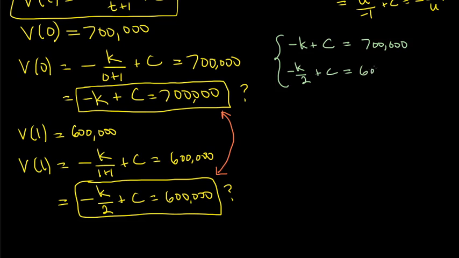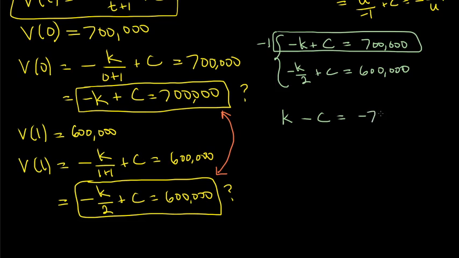So here are the two equations in the two variables c and k. You can solve this any way you want. I look at this and say, well, we can cancel the c's if we just subtract the two equations. Usually I would just multiply by -1 first. So if we multiply the first equation by -1, what do we get? We get k minus c equals -700,000. And if I leave the bottom equation alone, negative k over 2 plus c equals 600,000.